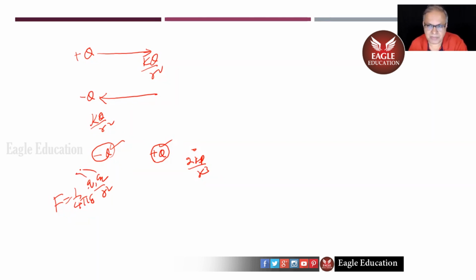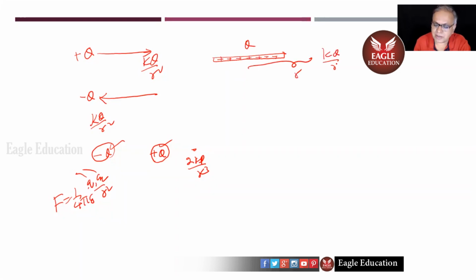Charges are distributed over surfaces, in volumes, along lines. So you cannot hold up a particular charge and call it a point charge. If I have a rod on which charge is continuously distributed, and the total charge is q at a distance r from it, you couldn't write kq by r square, because this is not a point charge. The real charges are not point charges. Charge will be there all over.